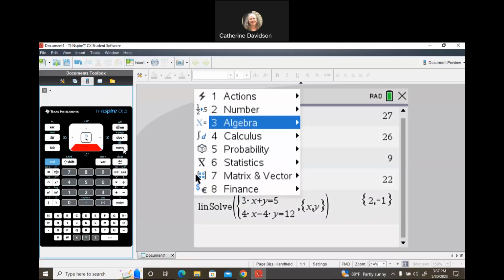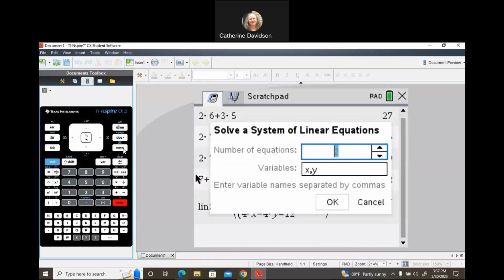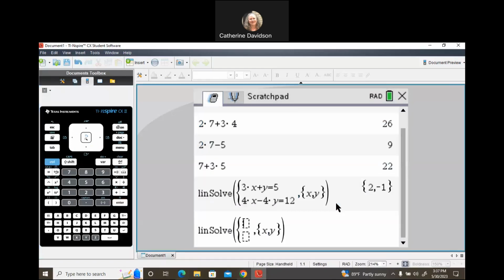Menu, algebra, solve systems. Everything stays the same. And if they're using lowercase, make sure you use lowercase when you type things in. Your keypad on your calculator will default to lowercase.